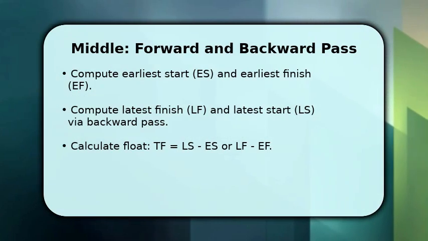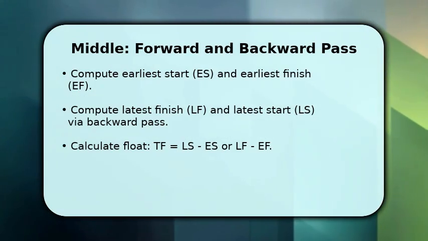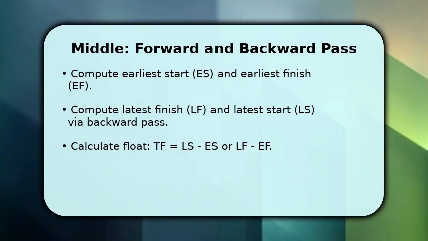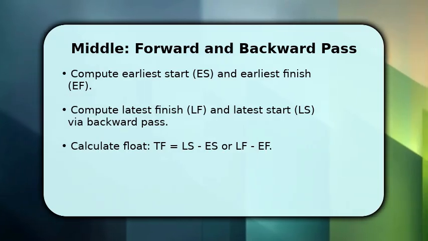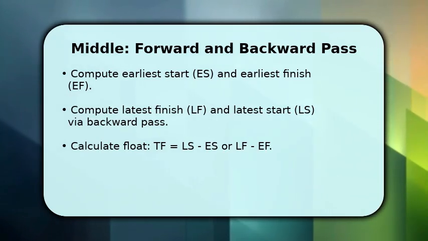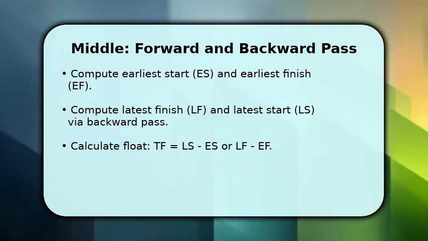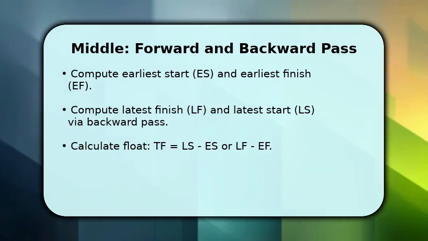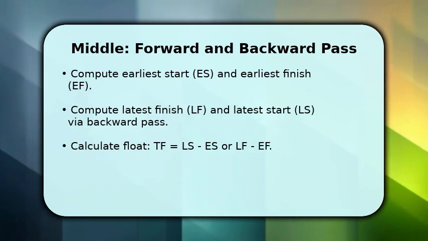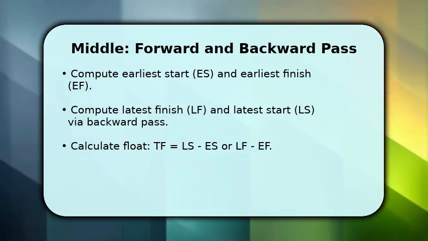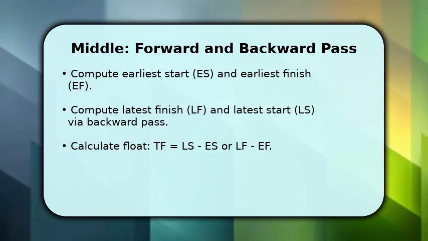You now perform the forward pass. Calculate ES and EF through the network, adding durations along directed paths to find earliest values. Once forward pass is complete, flip to a backward pass from project end to compute LF and LS. Subtract durations to propagate late dates. Then compute total float for each activity to reveal flexibility.